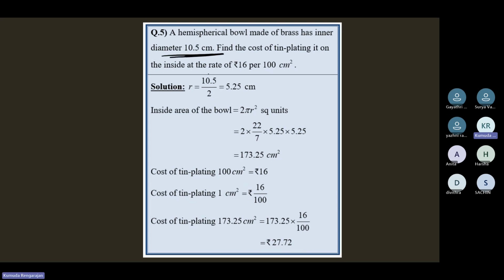Diameter was given, so radius is diameter by 2. Inside area meaning the curved surface area. Total surface area means it will include the circle on the top for a hemisphere, meaning if you're doing something on the circular portion also. But here the circular portion is empty, meaning it's open. There is no material there. So you'll have to tin plate only the inside curved surface area. Just find the area and then the cost.